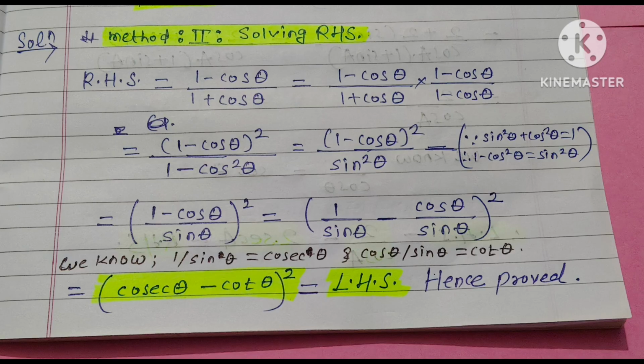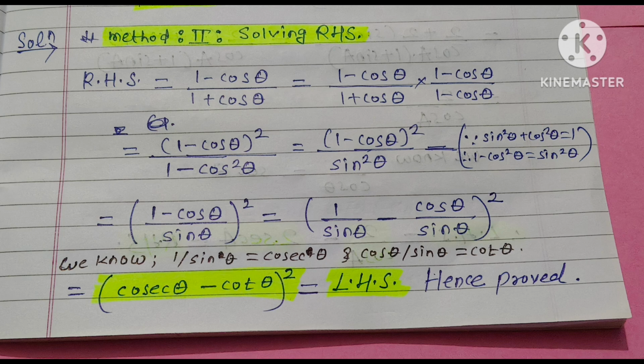Now let's also check method 2 by solving the right hand side. So RHS is equal to (1 minus cos theta) upon (1 plus cos theta). We are multiplying numerator and denominator by 1 minus cos theta. Post multiplication we'll get (1 minus cos theta) whole square divided by 1 minus cos square theta. How did we get this? Because (a minus b) into (a minus b) is equal to (a minus b) whole square, and (a plus b) into (a minus b) is equal to a square minus b square.